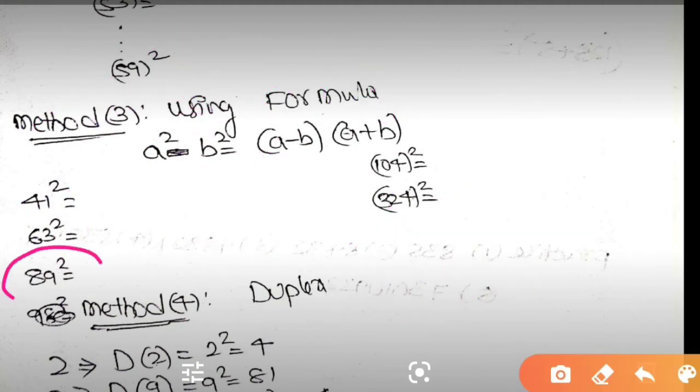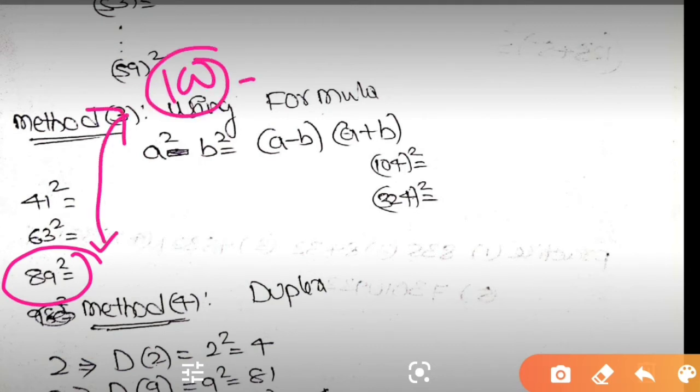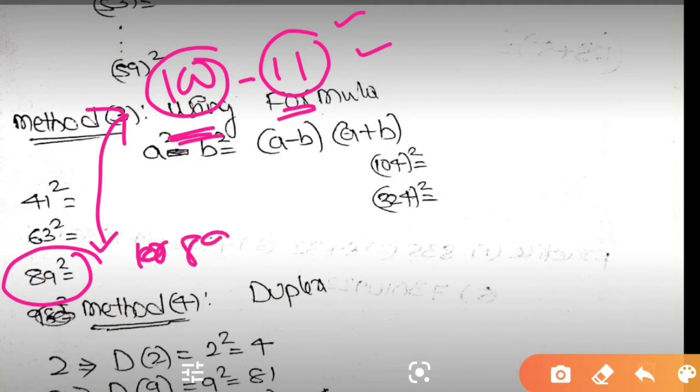The next one, 89 square. If you take 89 square, it is near to 100. So if we subtract 11 from 100, we will get 89, and we know the 11 square. That's why I am using this method. So here we can write it as 89 square minus 11 square plus 11 square.